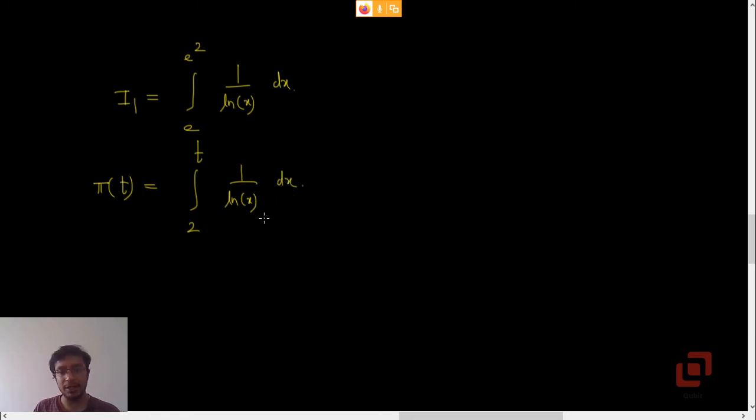Now it is not very difficult to see that once you integrate 1 upon log x with respect to x and then put the limits, you are going to get a function of t because the upper limit is t. Okay, x will not appear in the final answer because it is a variable of integration and it is always a dummy variable.